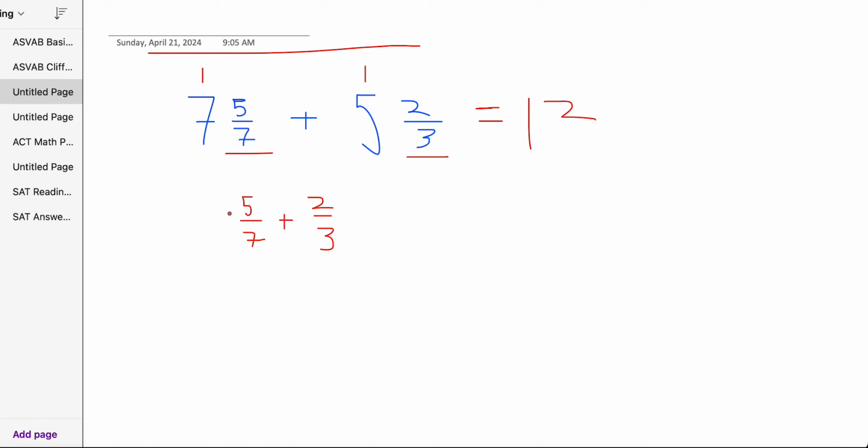Now, mind you, these fractions have different bases, so we need to handle these bases. Because 3 doesn't go into 7 and 7 doesn't go into 3, we just have to multiply these two bases together. And so we do that: 5 times 3 would be 15.